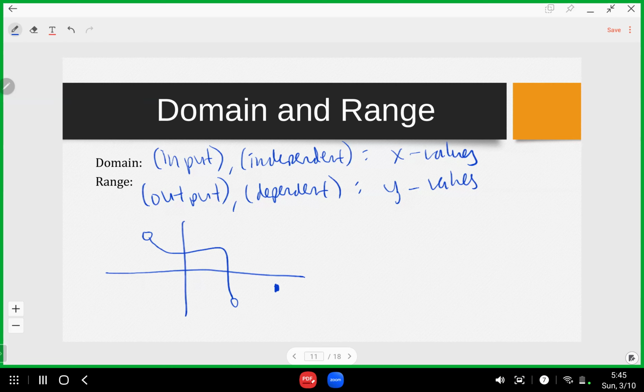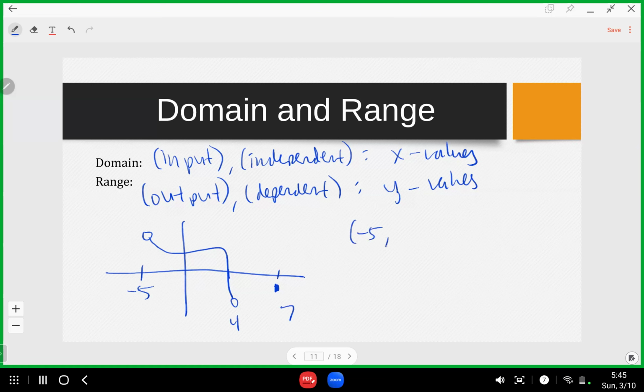you do all the x values. So how do you do all the x values? Let's say this is -5, this is 4, this is 7. Okay, as x values. Okay. So we have the domain.